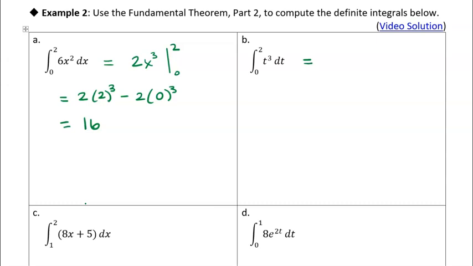The antiderivative of t cubed is t to the 4th over 4, right? And then I want to just evaluate that from 0 to 2. So first thing I'm going to do is plug in 2. I get 2 to the 4th power over 4. And then I'm going to subtract 0 to the 4th power over 4. Now, of course, that second term is 0. And so 2 to the 4th is 16 divided by 4 gives me 4. All right, easy enough, right?